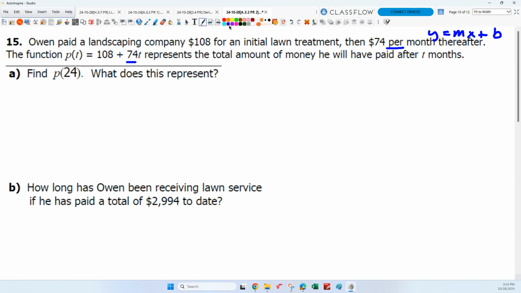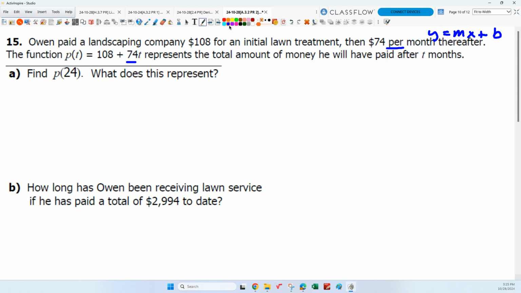The function P of t equals 108 plus 74t represents the total amount of money he will have paid. So the output P of t is how much he's paid when my input is what? What does the input t represent? Well, the number of months, right? So t represents the number of months I've been on this contract, and P of t is telling me the output, how much I've paid after that t months.